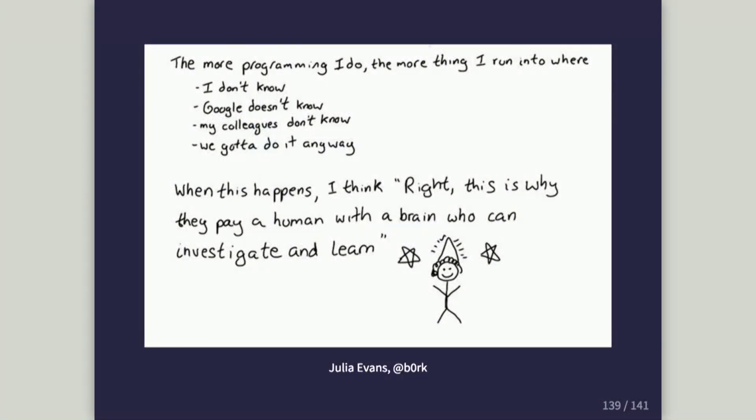So I'll leave you with this. This is from Julia Evans, the person who gets yelled at when she puts it all in the same file. She was joking, by the way. She's a brilliant programmer. But she says this: the more programming I do, the more I run into where I don't know, Google doesn't know, my colleagues don't know, and we have to do it anyway. And when this happens, I think, right, this is why they pay a human with a brain who can investigate and learn.